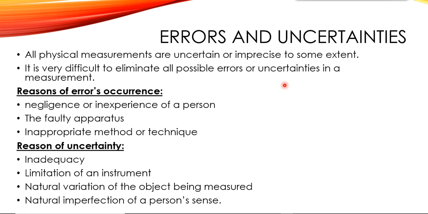We can say that all physical measurements are uncertain, or imprecise, to some extent. It is very difficult to eliminate all the possible errors or uncertainties in a measurement. You have to do the alignment and the measurement once or twice to remove your errors or uncertainties.